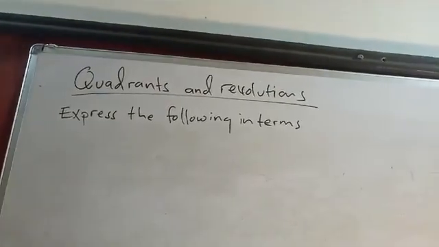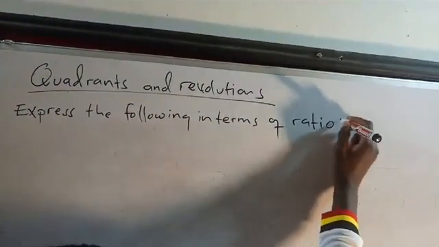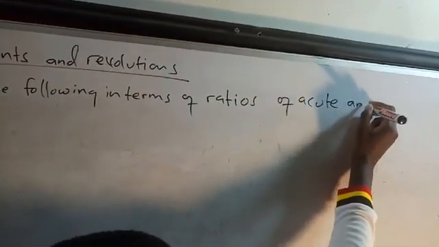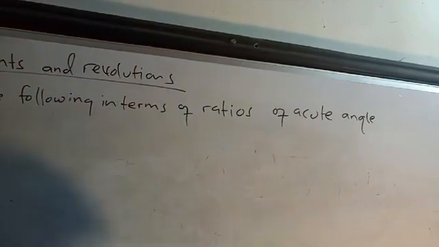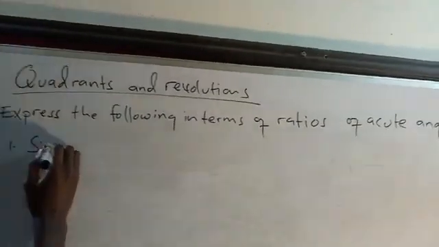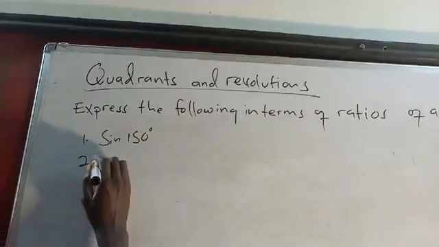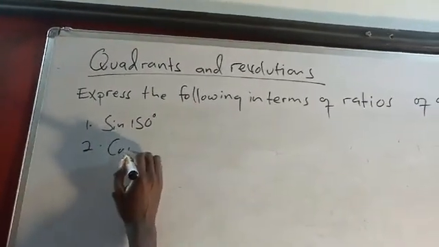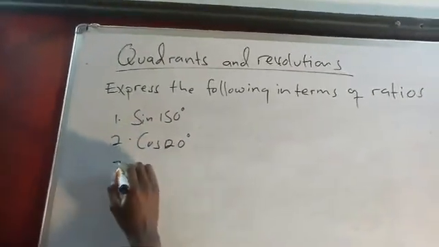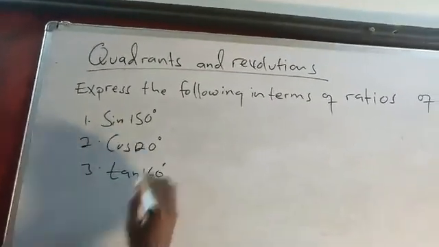Express the following in terms of ratios of an acute angle. They have given us one, sine 150 degrees, the second one is cos 120 degrees, and the third is tan 160 degrees.